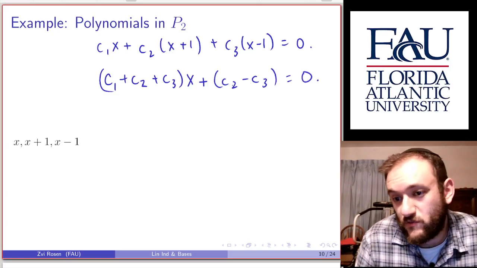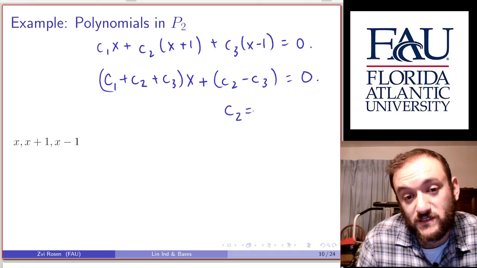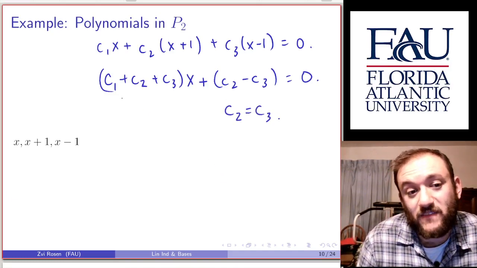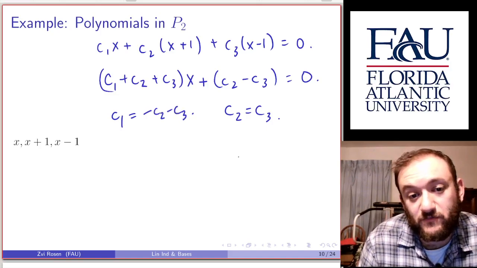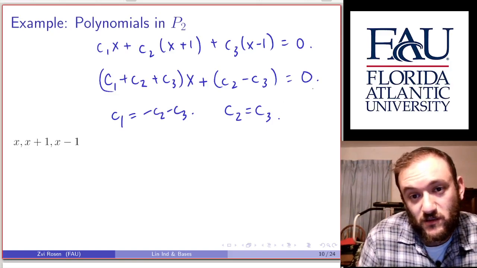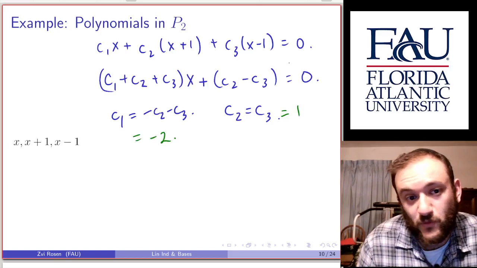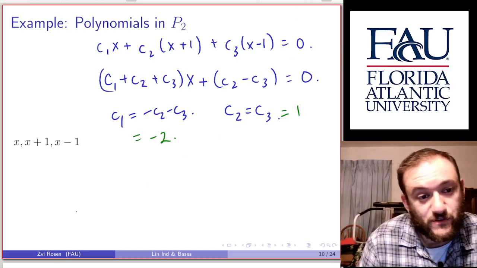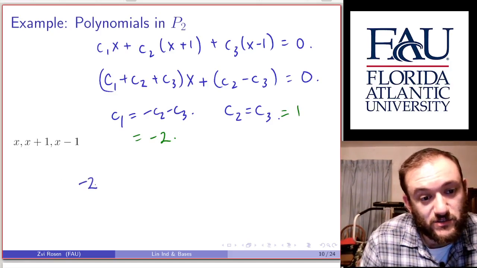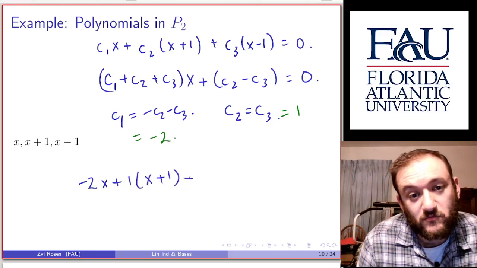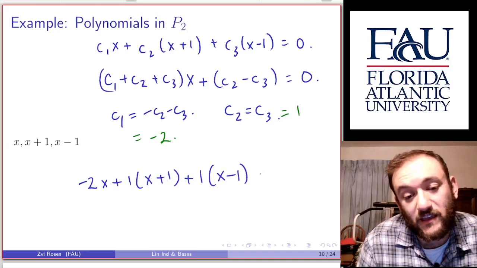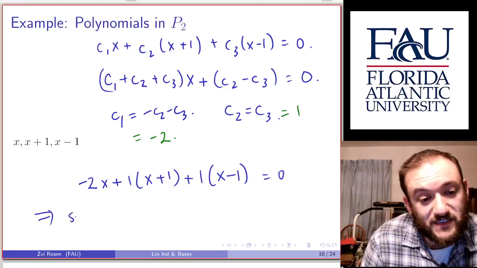So to make sure that the constant term is equal to 0, I just take c2 equal to c3. And then to make sure that the first term is 0, I just need c1 to be equal to minus c2 minus c3. So if, for example, I decide to set this to 1, then this would just be equal to minus 2. So I can take minus 2 times x plus 1 times (x plus 1) plus 1 times (x minus 1), and I'll get 0. So that tells me that this set is linearly dependent.